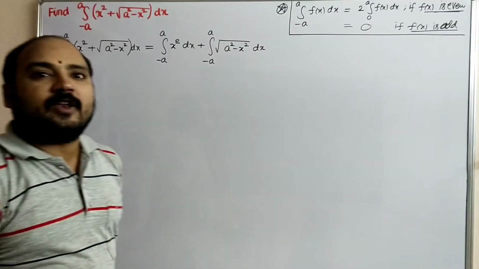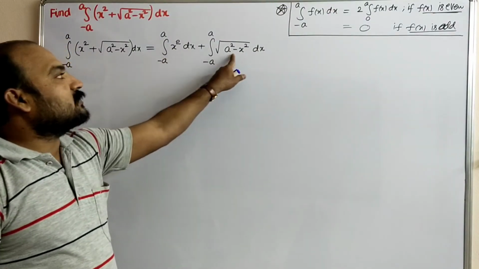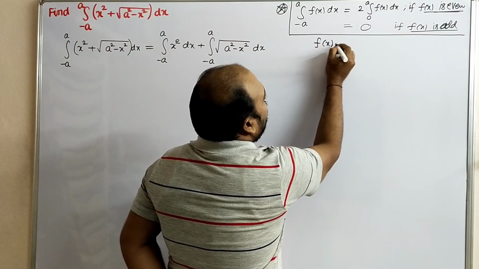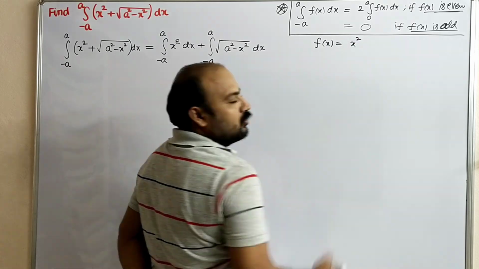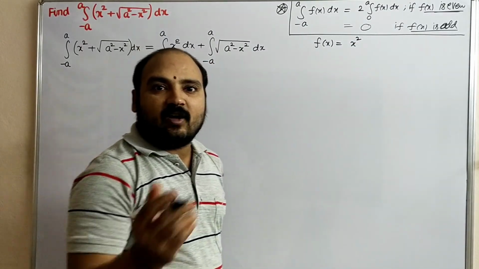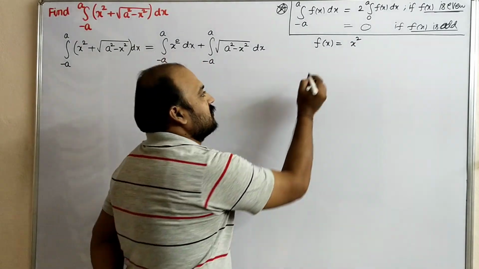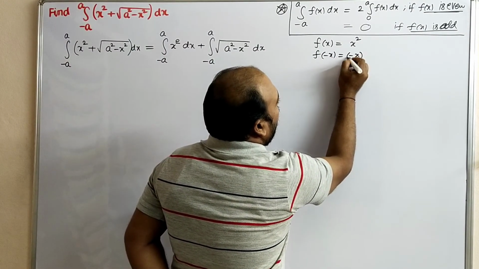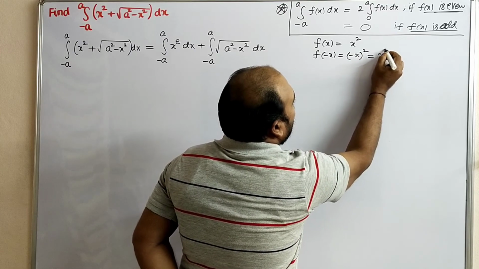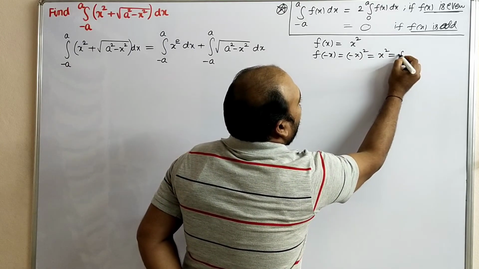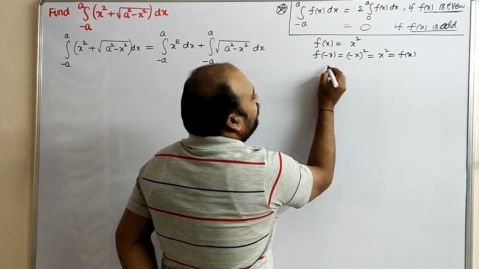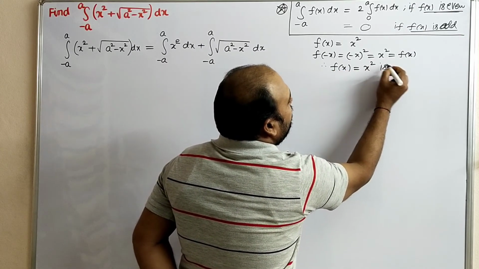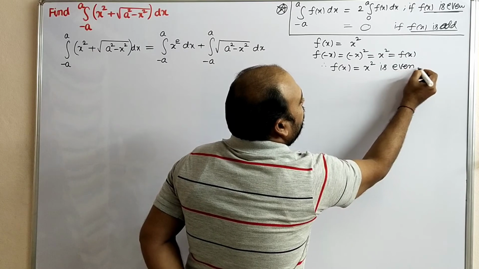Now I am going to verify x square as well as root of a square minus x square. f of x is equal to x square I am taking now. To verify whether it is even or odd, we can take f of minus x. So f of minus x is equal to minus x whole square, which is equal to x square, which is equal to f of x. Therefore, f of x equal to x square is an even function.